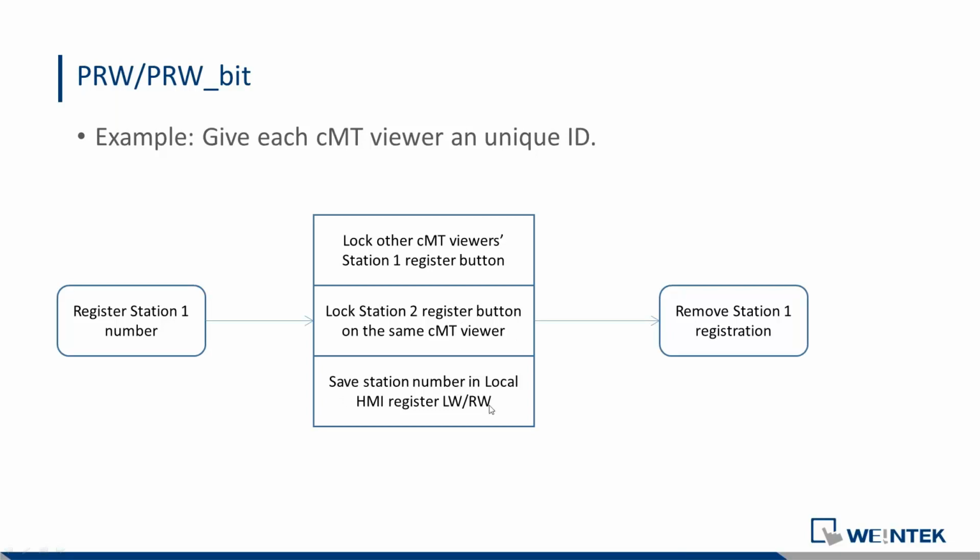And the last part is that when you register the station number, this station number will be saved in the HMI's local register, LW or RW. So these are the three behaviors we want to be sure of once we have registered the station 1 number. And finally, you're going to have another button so you can remove station 1's registration. Okay, so this is what it takes to make this example.